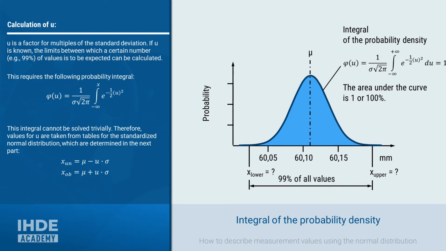For a better understanding, a few words about the integral of the probability density. The integral of the probability density describes the area under the curve. The area under the curve is 1 because 100% of all values should be found under this curve. The curve itself starts at infinity and ends at infinity. Therefore, values between 0 and 1 are also given in the tables for the standardized normal distribution. So, if you look for the limit for 99%, you will find it in the table at 0.99, as we will see in the next chapter.